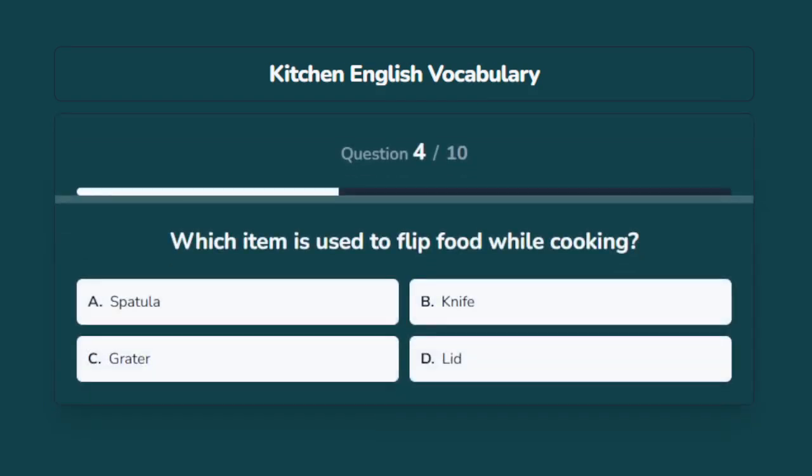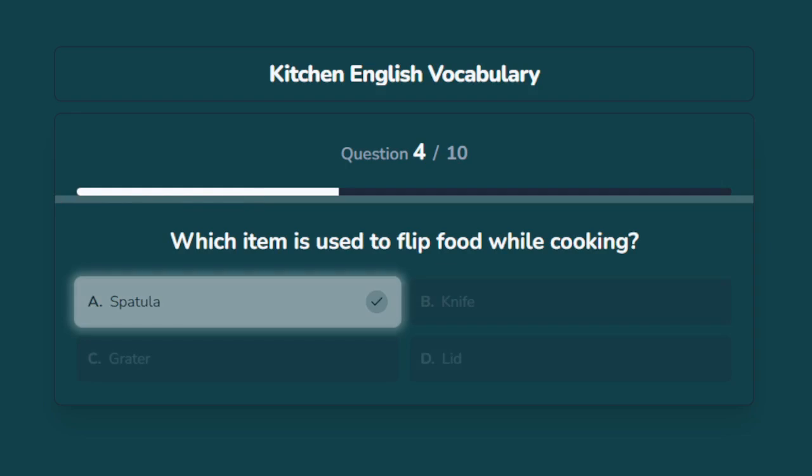Which item is used to flip food while cooking? Options are A. Spatula, B. Knife, C. Grater, D. Lid. The correct answer is spatula.